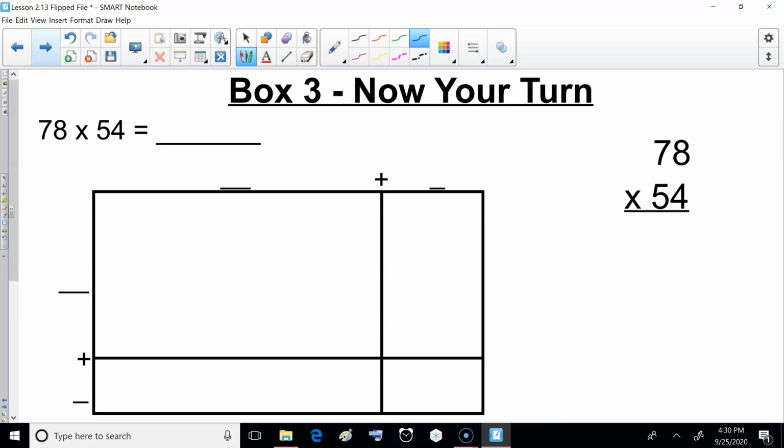Now it's your turn. You can do this. I said if you're not sure, can I do it bit by bit like we did, piece by piece? Or if you feel confident, try to do it the parent method and then check it with the area model, because I know we feel a lot more comfortable doing it with the area model method. So pause the video, 78 times 54. Do your best. I look forward to seeing a picture of your results.